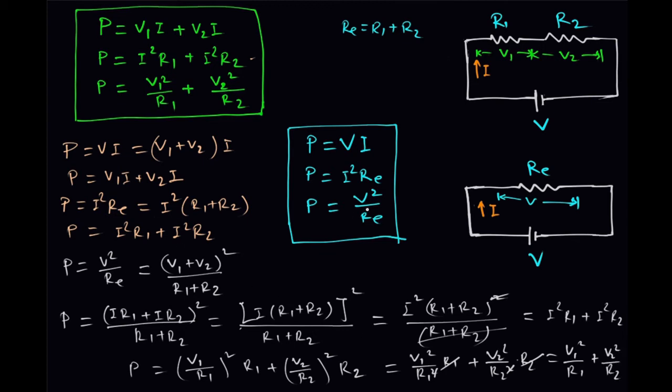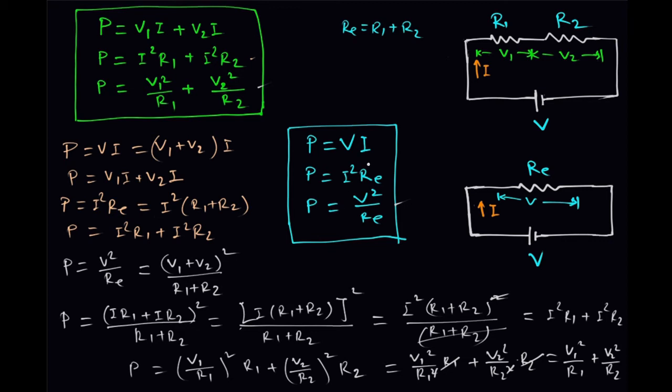So we started from this and replaced this voltage, because this voltage is the same as V1 plus V2, so this is V1 plus V2 squared divided by RE. RE is the equivalent resistance, that is R1 plus R2. Now simplifying this, we arrived at this formula. So we started from this and we arrived at this.